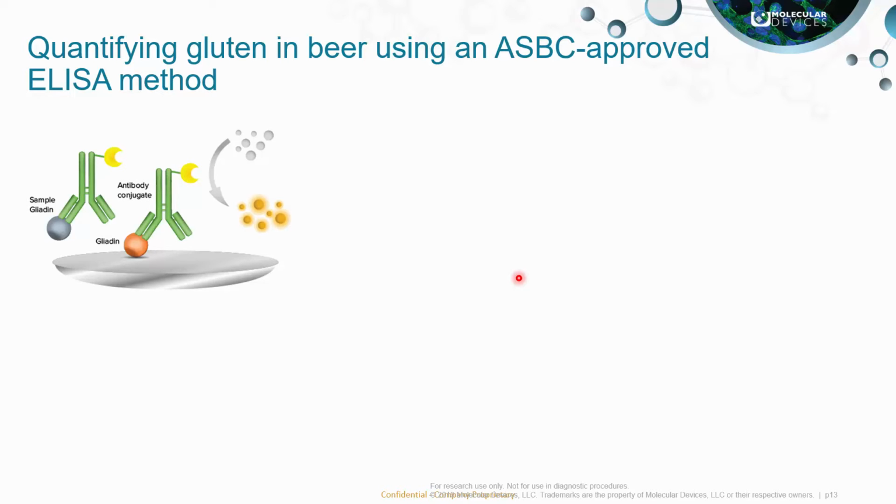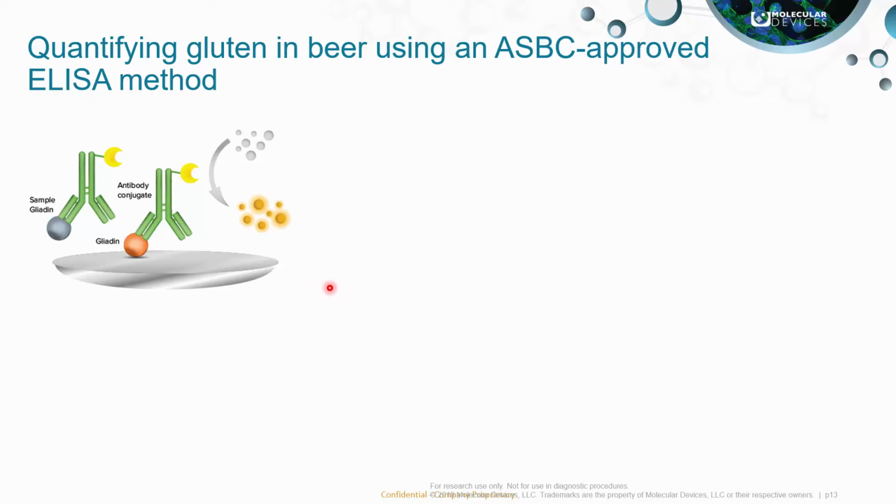This is an example of how gluten was quantified in beer using an ELISA method. I will just briefly synopsize the study. There has been a recent rise in the prevalence of celiac disease, and monitoring gluten levels in food and beverages has become increasingly important as more people strive to avoid gluten.